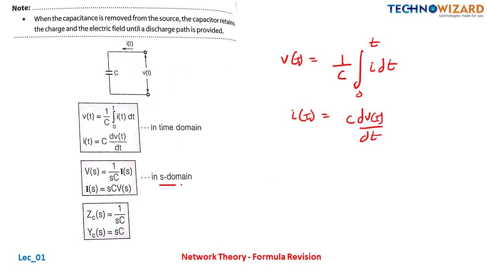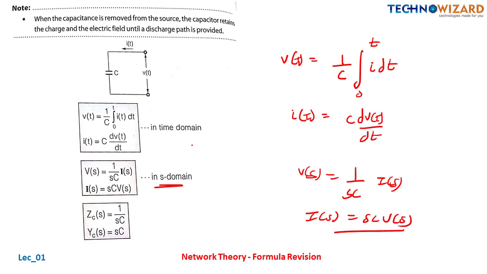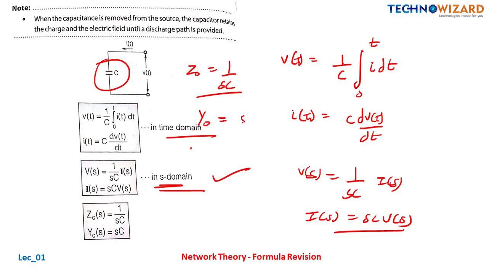Now, if you have to put this in the Laplace domain, or S domain, then V of S is written as 1 upon SC times I of S, and I of S can be written as SC times V of S. Please remember these relations in the time domain as well as in the S domain. The capacitive impedance is Z equal to 1 upon SC, or the admittance Y is SC only. Remember these formulas.